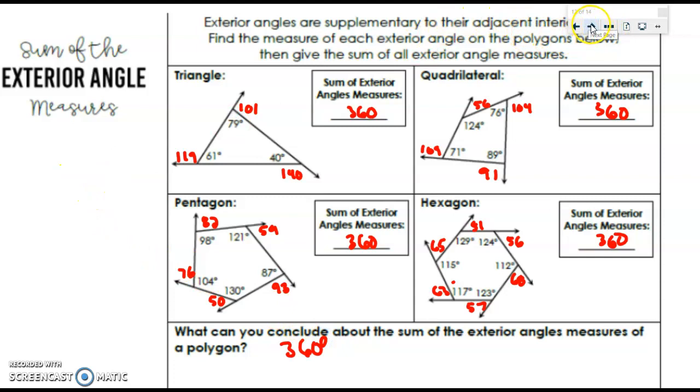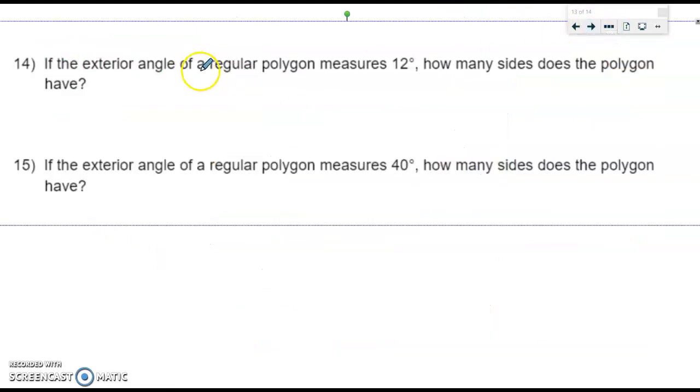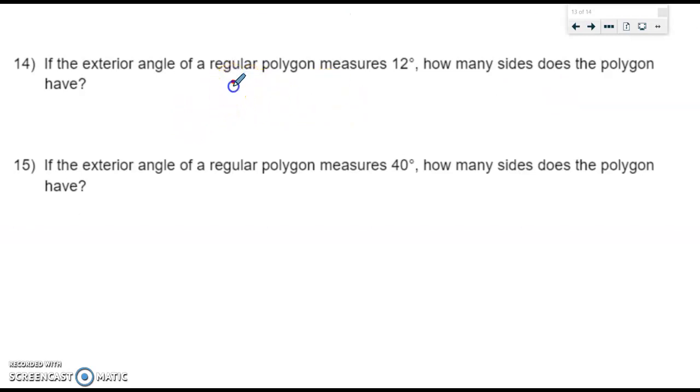Okay, so if I look at this question here, it says that if the exterior angles of a regular polygon measure 12 degrees, how many sides does the polygon have? So we're trying to figure out the number of sides. If we look at a regular polygon, or any polygon, the sum of all the exterior angles is going to be 360. So that means if I take 360 and divide it by the number of sides, that's going to get me each angle to equal 12.